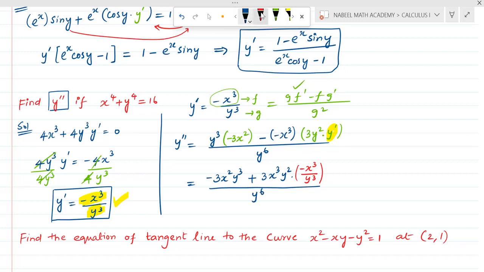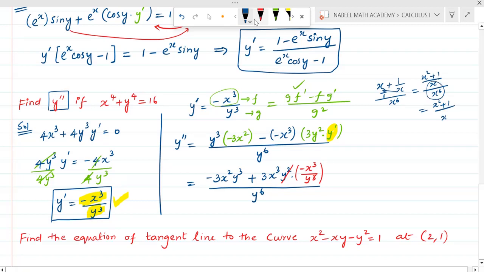So which terms get cancelled here? In 2y prime, one y is common. So how will you simplify terms like this? If you have x, 1 over x power 6, you have to cross multiply in order to get 1. So you will get x square plus 1 over x power 6. It can be written as x power 6 over, this will come to the denominator, so it becomes x power 7.